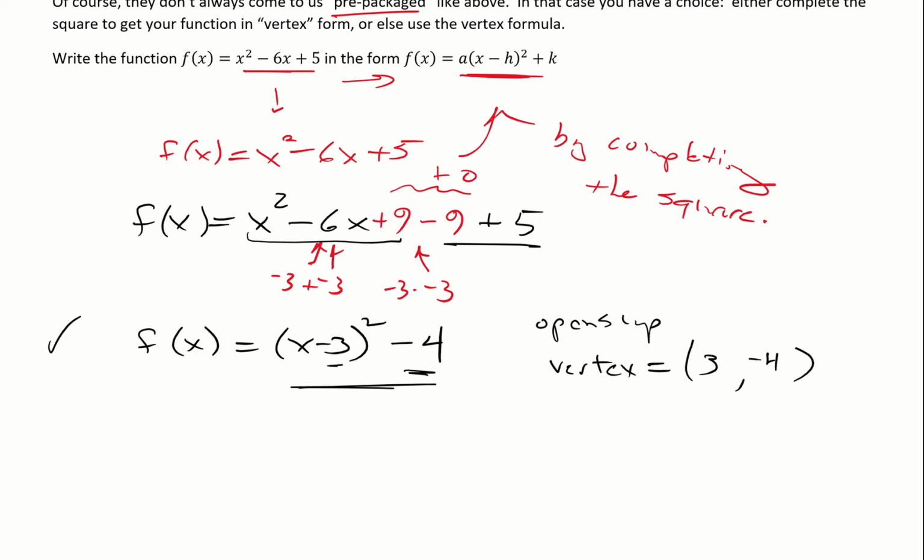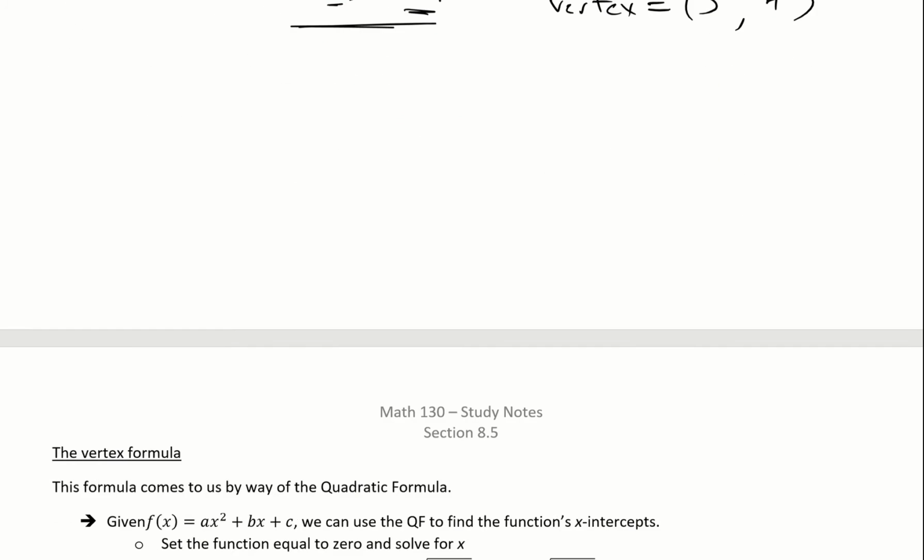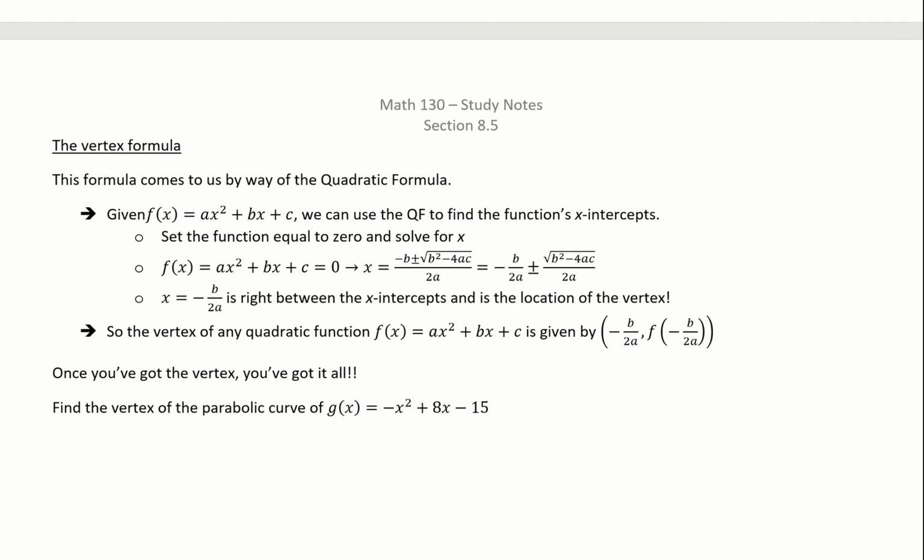I don't care how you do it, short of using Desmos or a graphing calculator. Do it by hand. That's what I want. That's what you need to be able to do. Okay, so let's go down here and talk about the so-called vertex formula. And it comes to us by way of the quadratic formula. I'm going to do maybe an example over to the side.